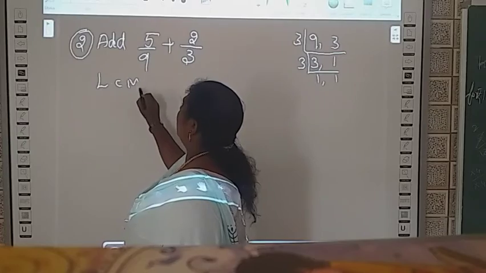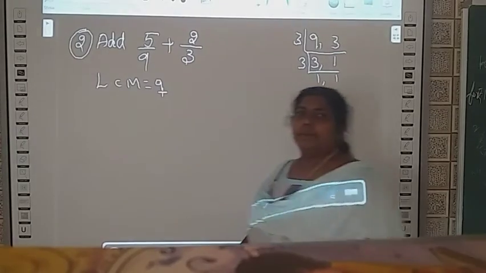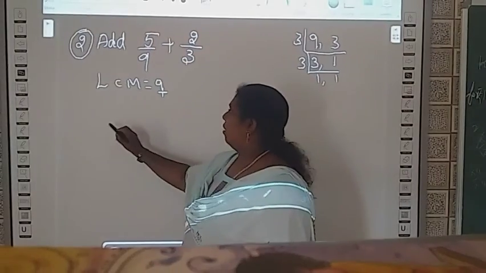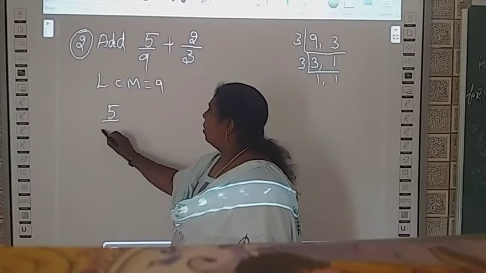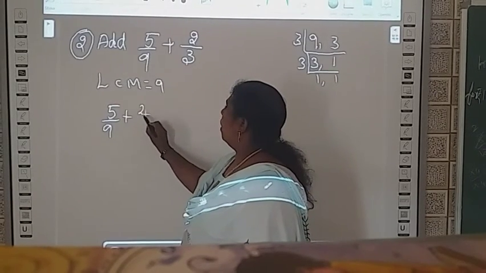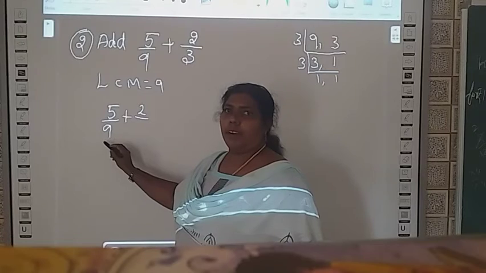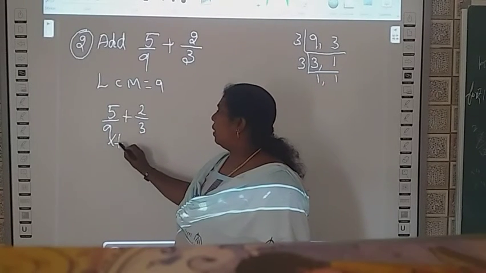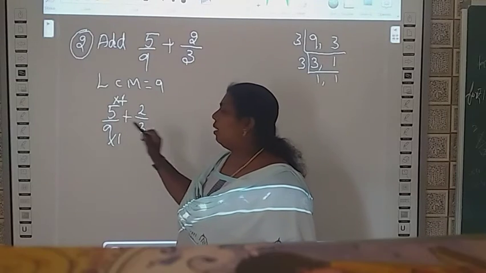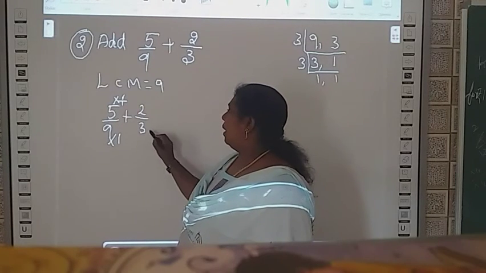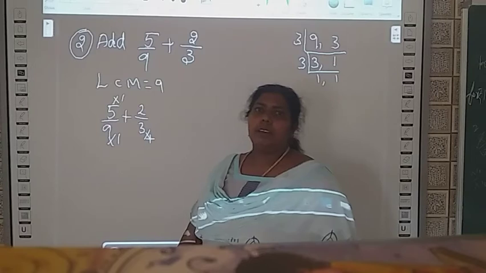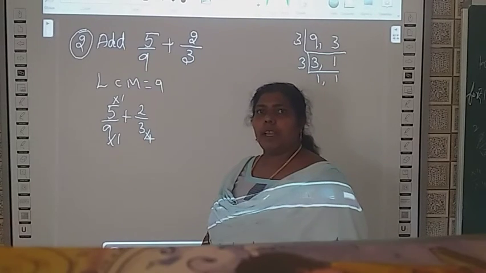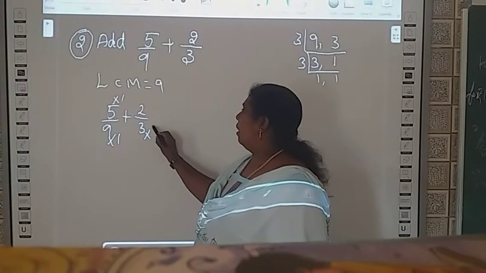LCM, lowest common multiple is 9. Next, make the denominator 9. 5 by 9 plus 2 by 3. Already the denominator is 9 here, right? Here 2 by 3, so 9 how many times? 1 time. We want to make the denominator 9 only. Only 1 time. But the second fraction has 3. 3 how many times 9? 3 times, isn't it? 3 times 3.